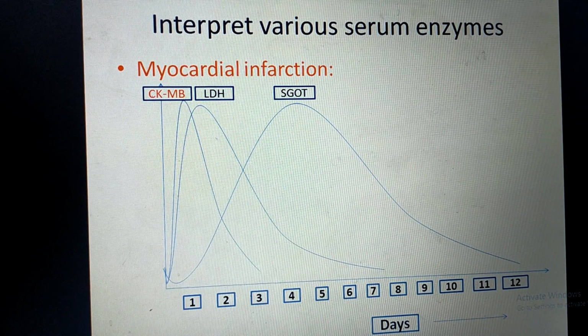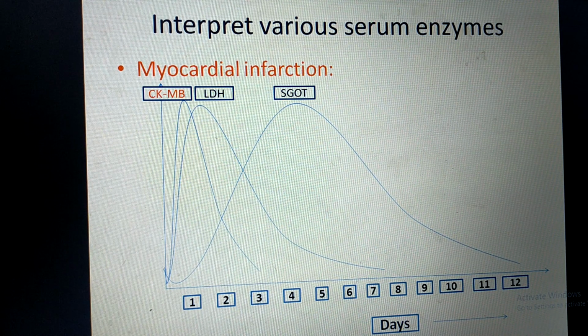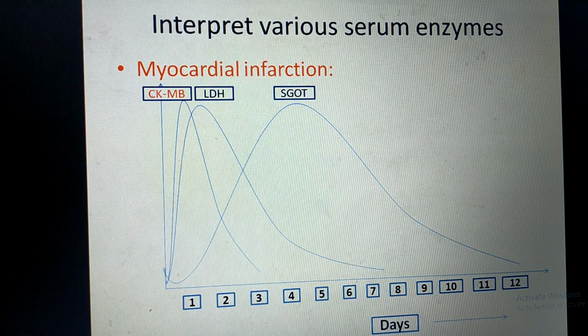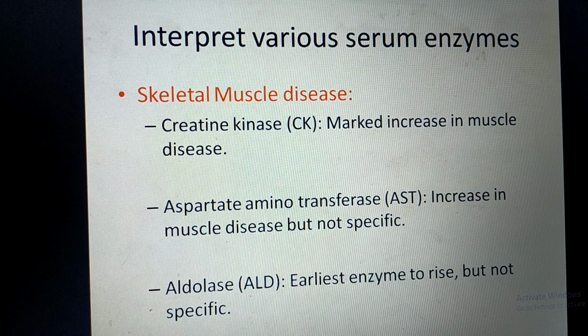This is a combined graph showing CKMB level, LDH and SGOT. From this graph it is clear that CKMB is rising early as well as it is declining early in case of myocardial infarction, followed by LDH and SGOT. So as I have told you earlier, CKMB is an early marker of myocardial infarction as well as it is specific for heart muscles. Another disease is skeletal muscle disease.